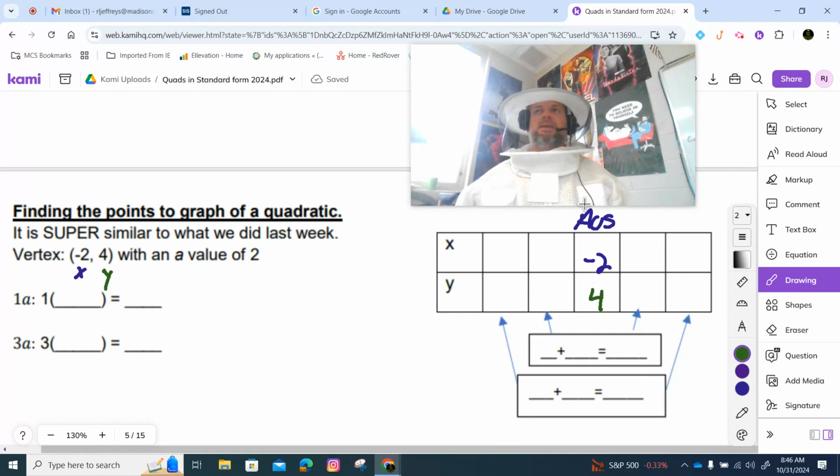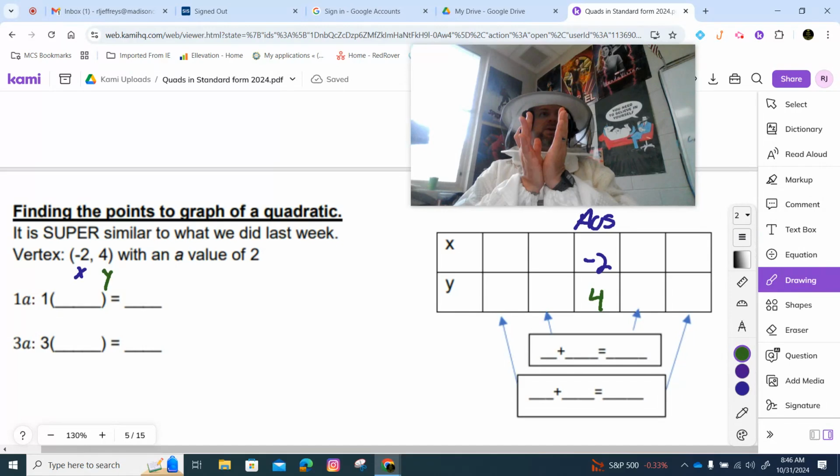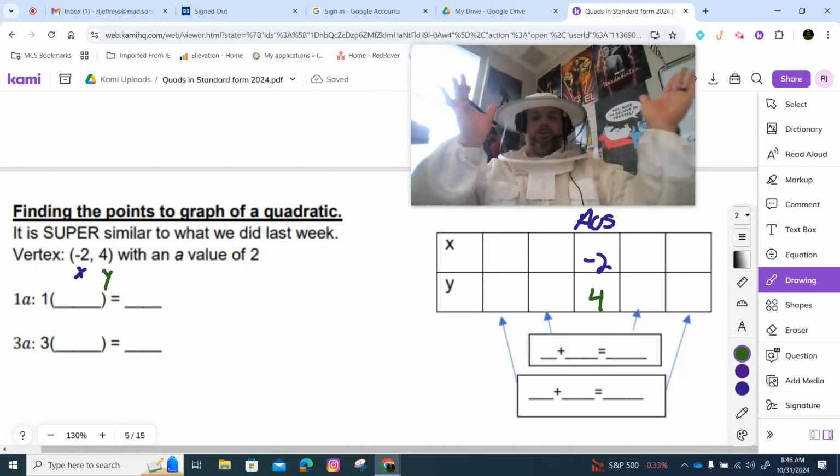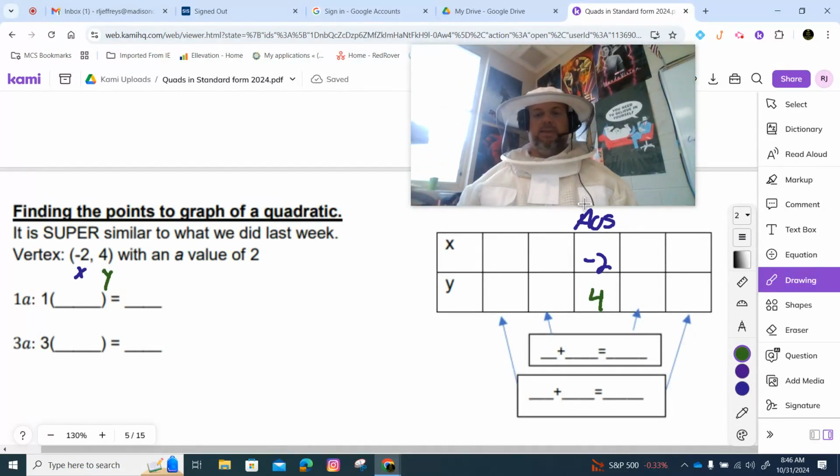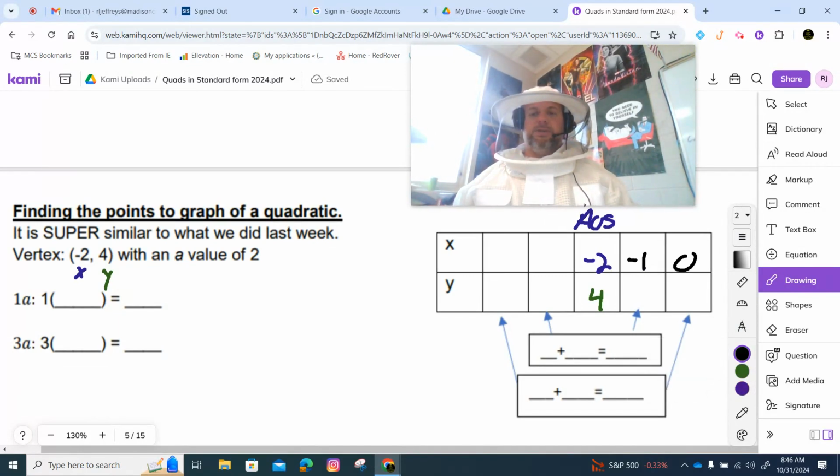All right. Very similar, if we get in our Wayback Machine, we can look at our absolute values. Remember, our vertex went in the middle. Now, on the top, our numbers should go kind of like this.